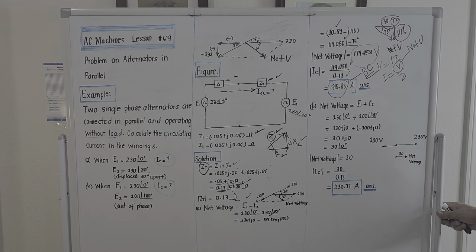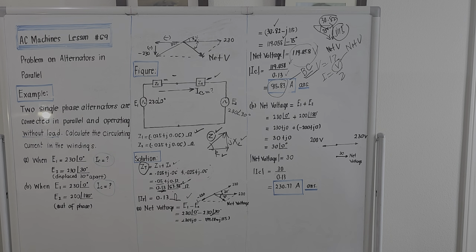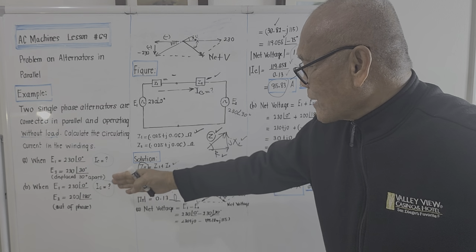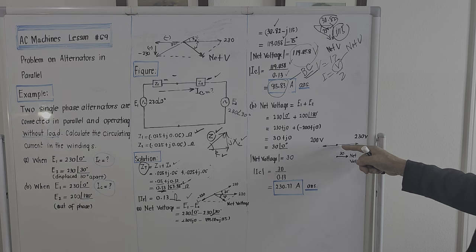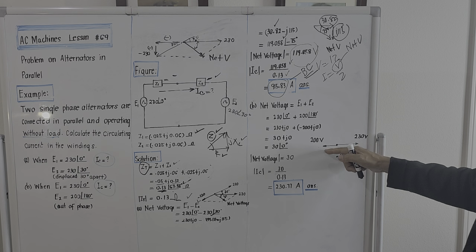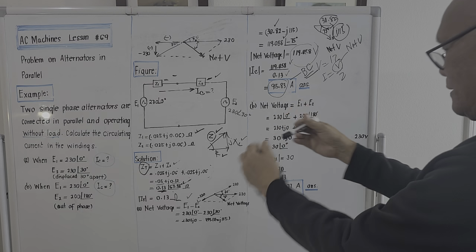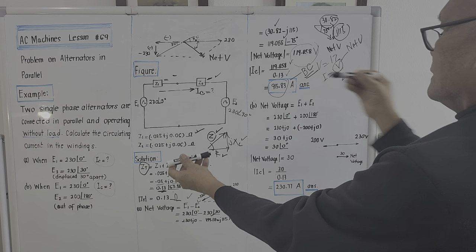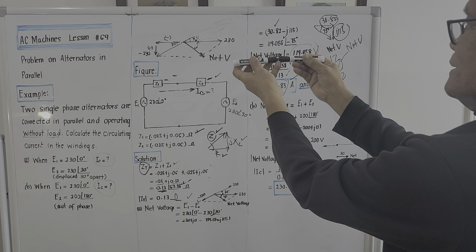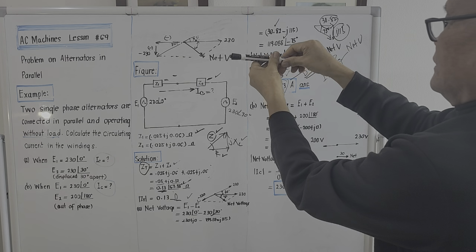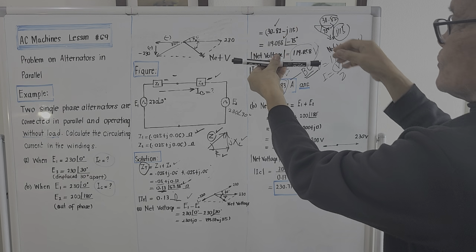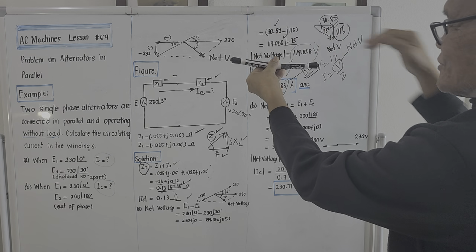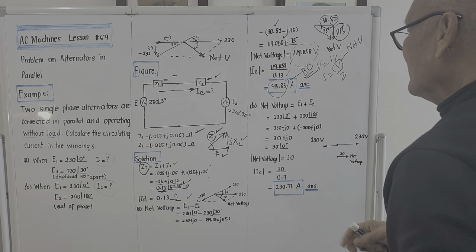Okay? For case number 2, the net voltage will be, the voltages are actually, it is this one. The first one is 230 and the other one is 200. They are out of phase. The first one is at 0 degrees, right? The other one is at 180. Okay? This is the first voltage, this is the second voltage. They are both horizontal. So the net voltage will be the value of the bigger minus the smaller.